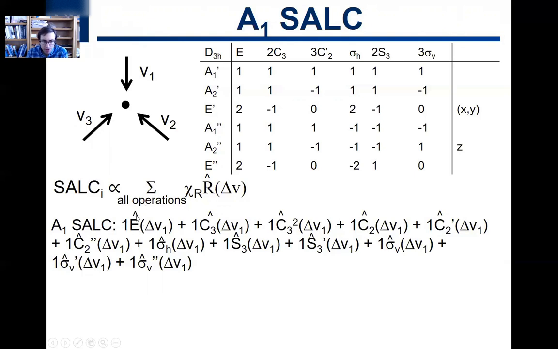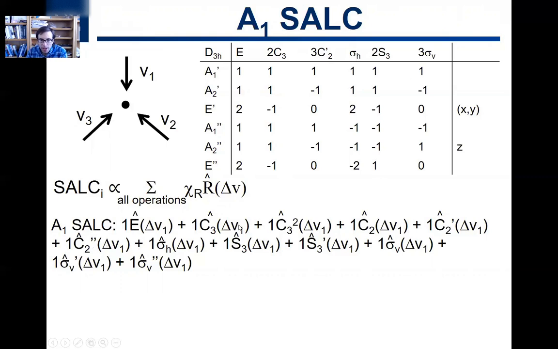But notice first, I have these hats. The hats, remember, just mean operation, distinguishing it from a point group or a class. Okay, so I have the identity. I have a C3 operation. I have C3 squared, because C3 twice. What does this 2C3 mean? It means there's a C3 and there's a C3 twice. And then I have the 3 C2s. I call those C2, C2 prime, and C2 double prime. Those are the perpendicular ones.